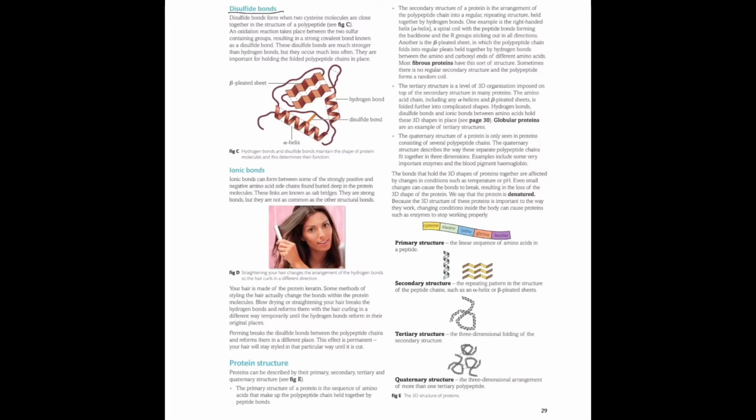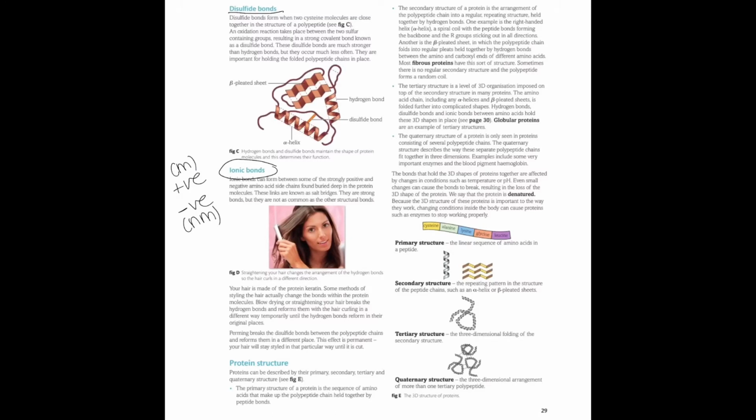Ionic bonds. Ionic bonds can form between some of the strongly positive and negative amino acid side chains found buried deep in the protein molecules. These links are known as salt bridges. They are strong bonds, but they are not as common as other structural bonds. Calling them ionic bonds is completely fine, because we know that an ionic bond occurs between a metal and a non-metal. So basically a metal would be positive because it loses the electron, and a non-metal would be negative because it would gain the electron.